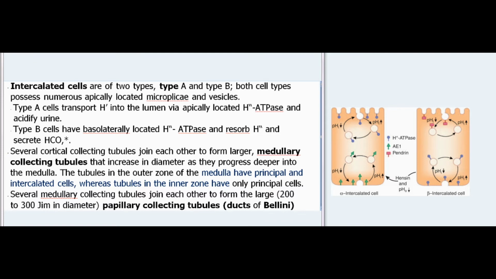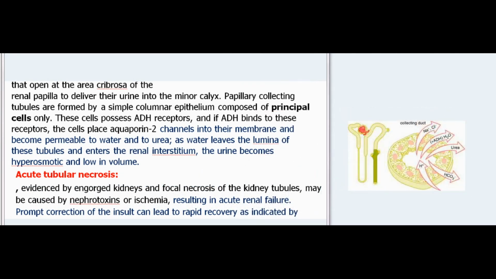Several medullary collecting tubules join each other to form the large, 200 to 300 µm in diameter, papillary collecting tubules, ducts of Bellini, that open at the area cribrosa of the renal papilla to deliver their urine into the minor calyx. Papillary collecting tubules are formed by a simple columnar epithelium composed of principal cells only.